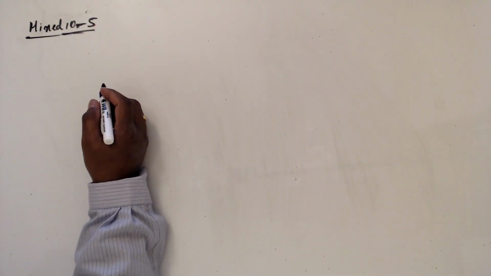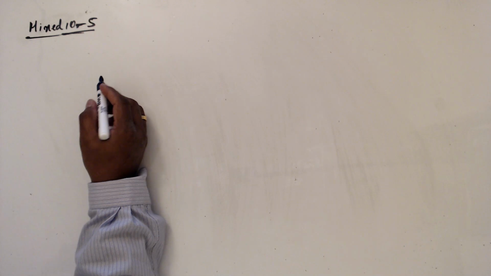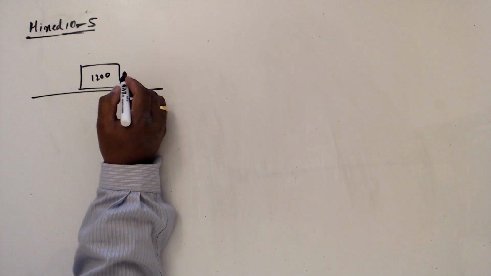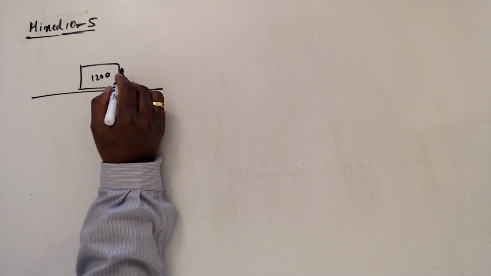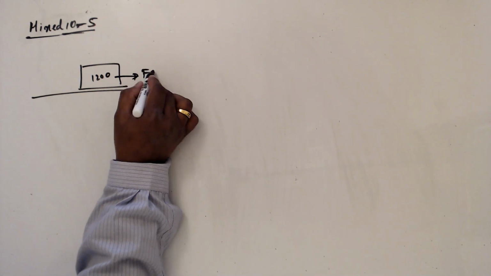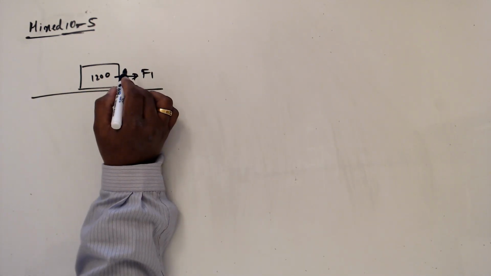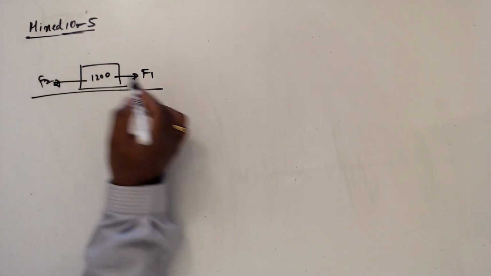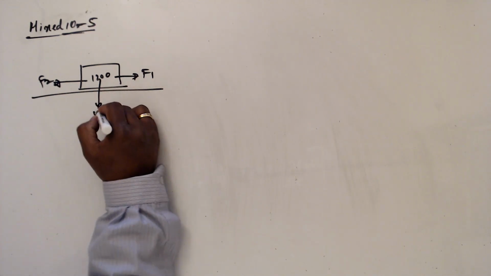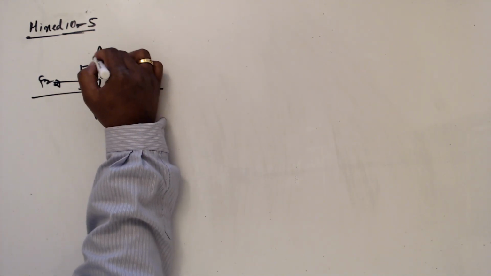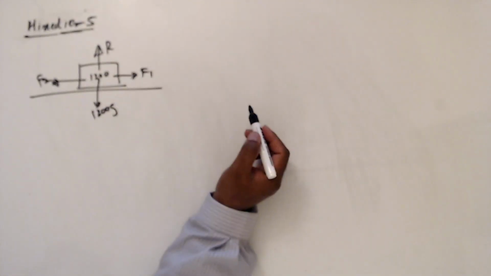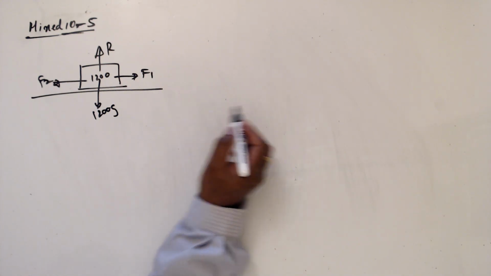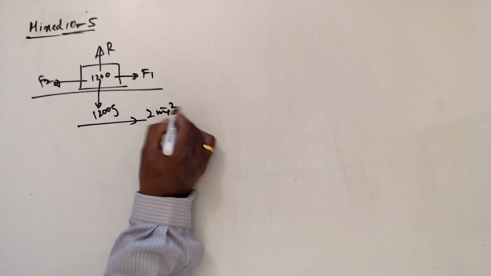Question number 5. A car of mass 1200 is moving along a level road. The car engine provides a constant driving force, it's F1. And the motion of the car is opposed by a resistance, so we'll consider this as F2. So this is 1200g, and the normal reaction is R. And given that the car is accelerating at 2 m/s minus 2, so the acceleration is also given, 2 m/s minus 2.